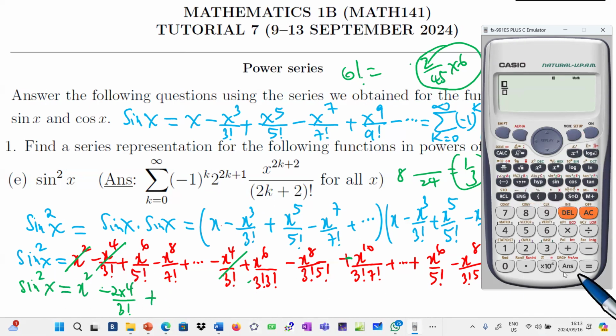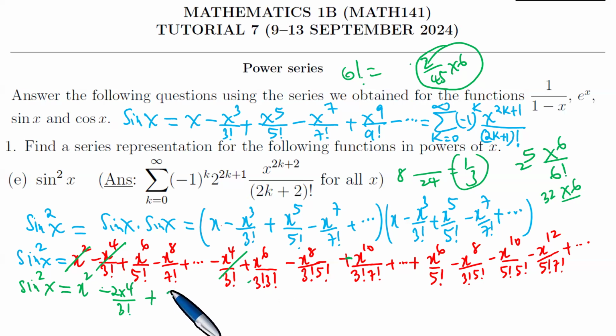Let's take 1 out of 5 factorial, plus 1 over 3 factorial. 3 factorial is 6, so it's 1 over 6. This one for x to the power 6. Then one over 5 factorial. Exactly 2 out of 45. This is a miracle. It is miraculous. So that is the answer. So if you add 1 over 5 factorial with 1 over 3 factorial, and 1 over 5 factorial, it gives us 2 out of 45, which is what we want.